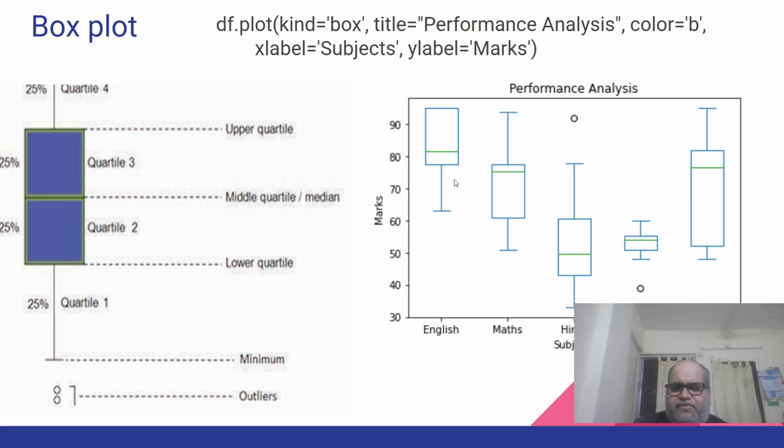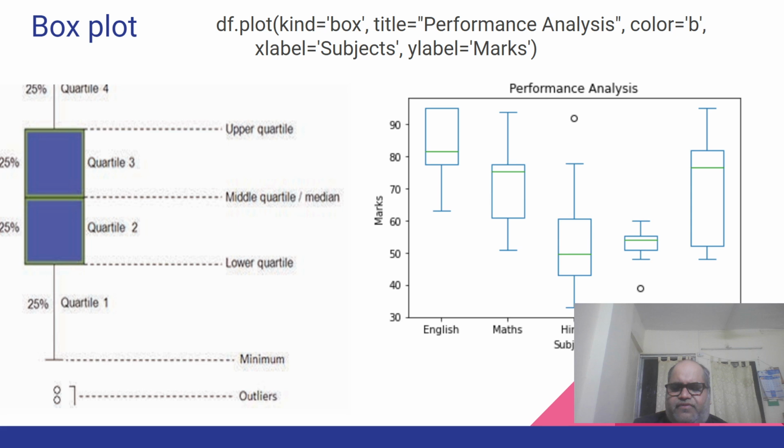So you see the diagram is blue. Let us look at Hindi, right? There are outliers around 90. It means that only very few students have got marks around 90. Actually, if you look at science, there are very few students who have got marks less than 50. So there are outliers around 40, right?